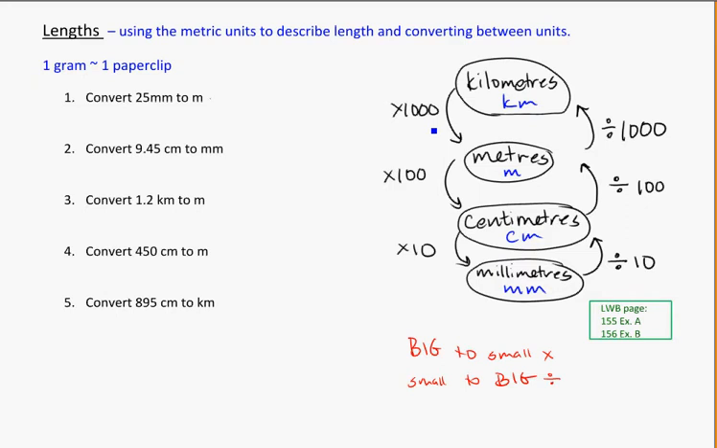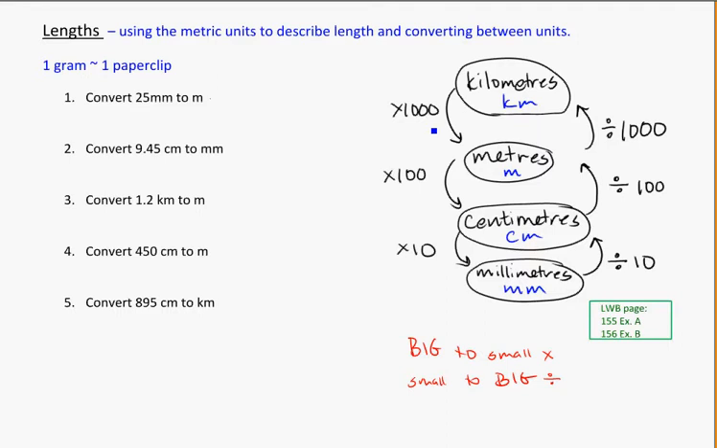So looking at lengths, again in the metric scale here, common things that we measure for lengths are going to be things like kilometers, maybe the distance between cities or the distance across a town. Meters might be more like a running race or the length of a pool, size of a classroom. Centimeters, things that we measure that are a bit smaller, maybe like the height of a flower. And millimeters would be really small things that we might measure, like the width of a coin.